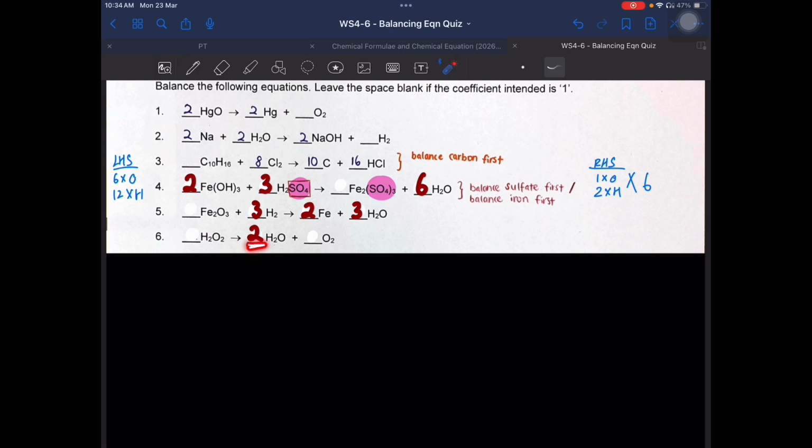When this happens, there's 2 of the O. Here there's 2 of the O, so totally I have 4 of the oxygen. But only over here I have only 2 of the oxygen. So I can actually top it up to a 2 here. Now this time round, I will have 4 of the hydrogen, 4 of the oxygen, 4 of the hydrogen, 2 of the oxygen, with another 2 of the oxygen. So this will actually be the balanced equation for number 6.